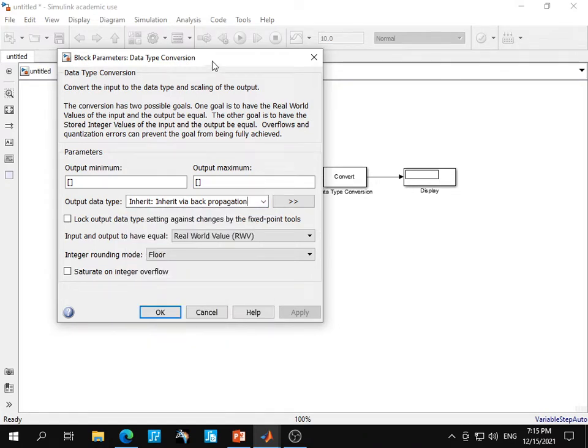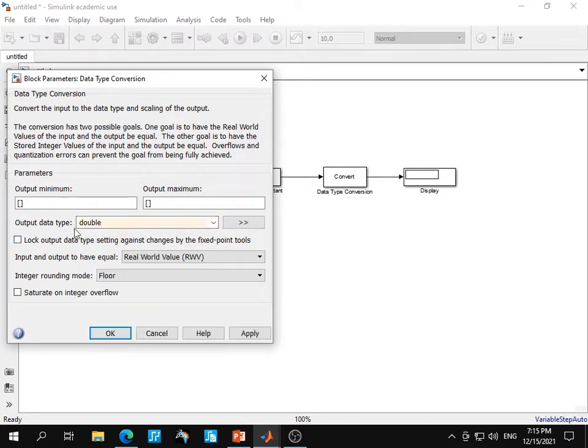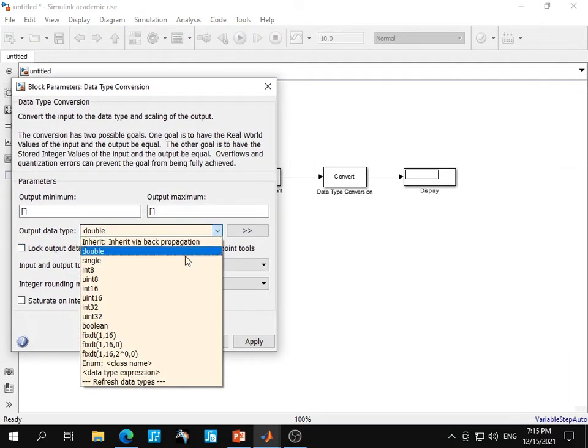Most frequently, you would use double. So what is double? It means it's a double precision floating number. And the other ones, like int8, I think it means 8-bit integer. And uint means unsigned integer, which means you cannot have negative numbers in this.